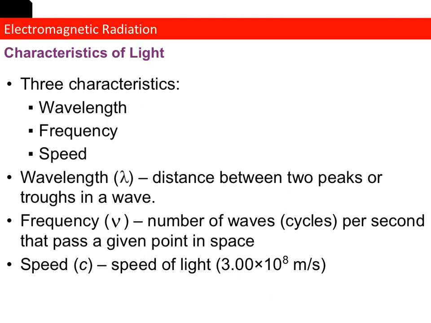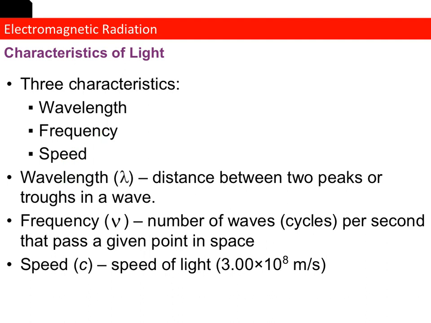Now, if you remember your background information from honors chemistry last year, or whenever you took honors chemistry, you remember that the falling of electrons from a high energy level to a lower energy level emits light. That light can be identified or characterized by three different variables: its wavelength, its frequency, and its speed.